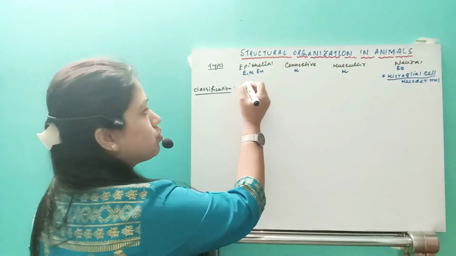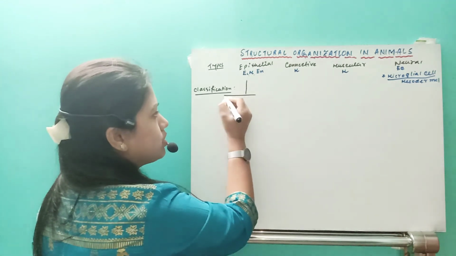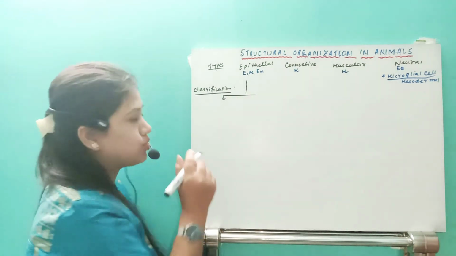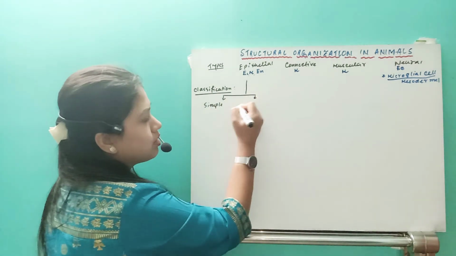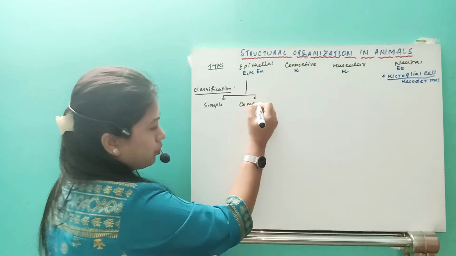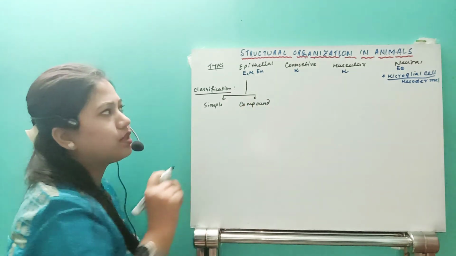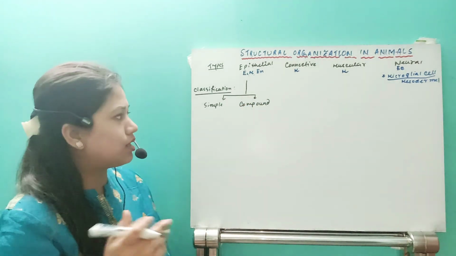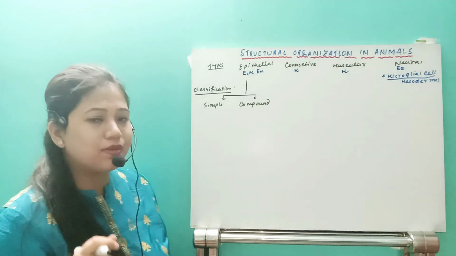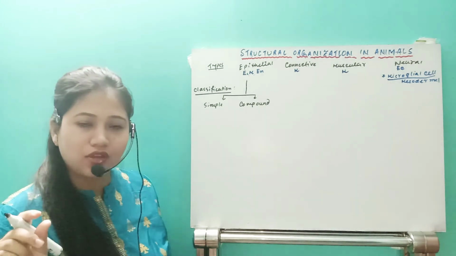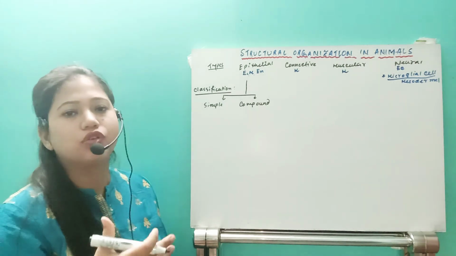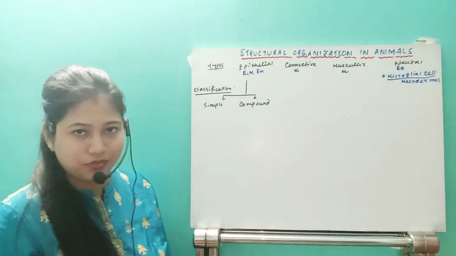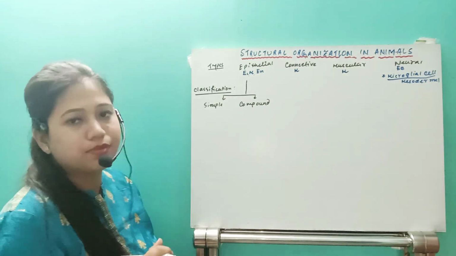If it comes to the epithelial tissue, then epithelial tissues are of two types. One is the simple epithelium and the second one is the compound epithelium. Okay, so just a simple difference: simple epithelium will have only one lining of cell, and if it is compound or stratified, then it is going to have more than one layer of cells, right? So this is the epithelium.